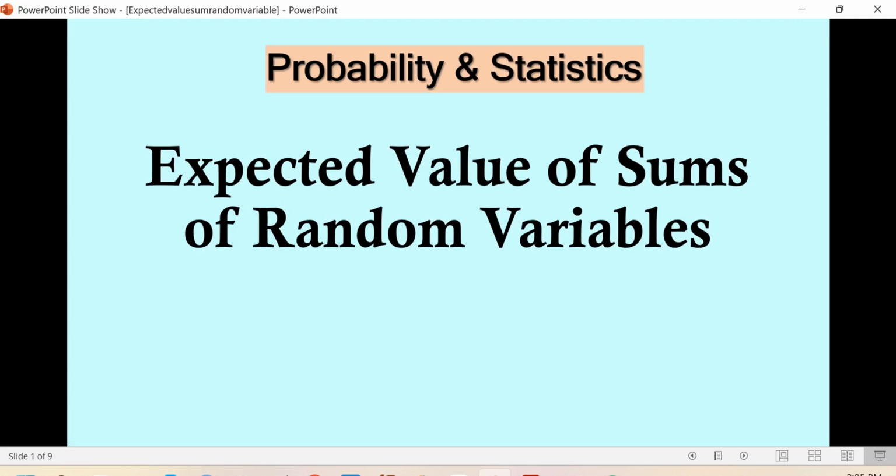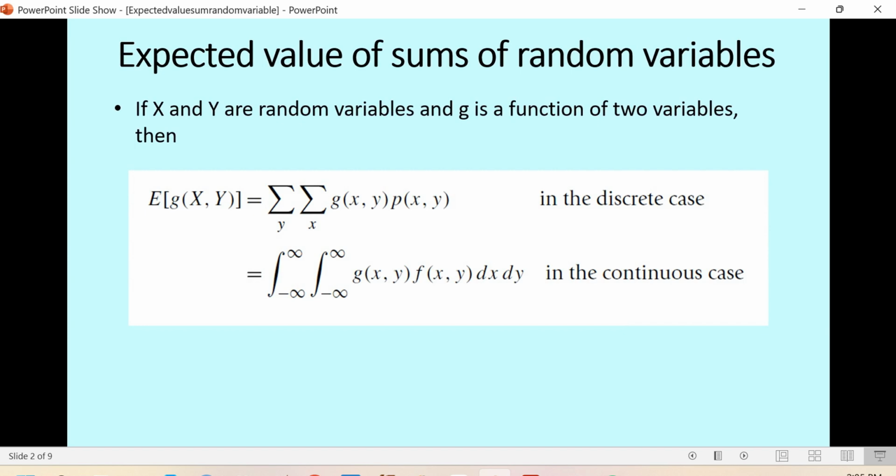Hello, in this video, we will talk about expected value of sums of random variables. So we know the expected value, or the mean value, of a random variable or a random variable's function can be expressed this way. For example, this is a discrete random variable for x and y.